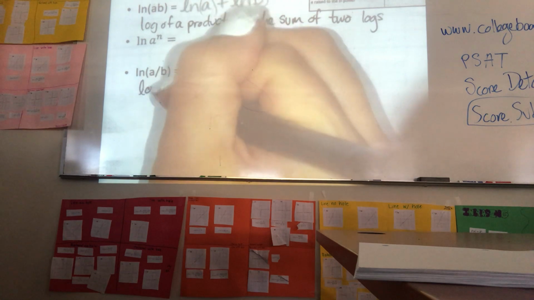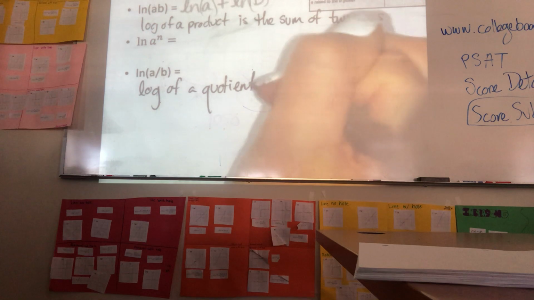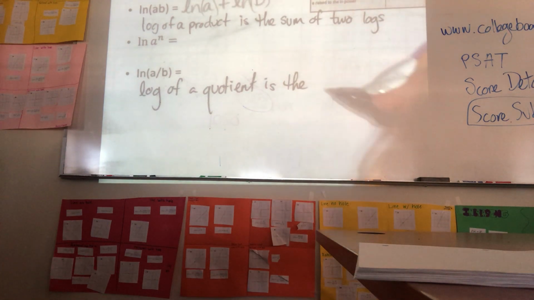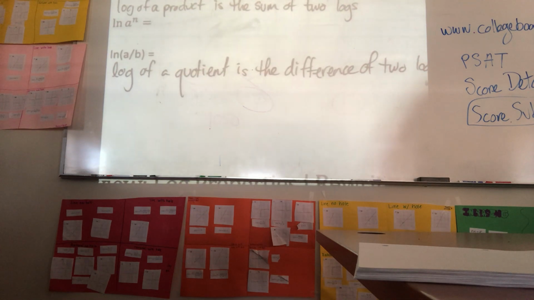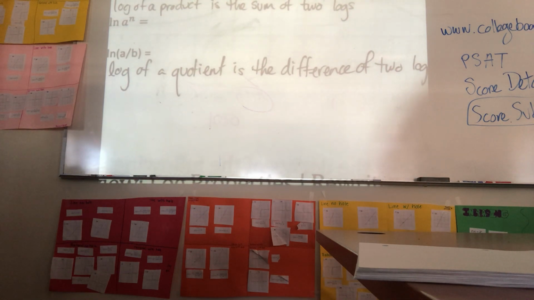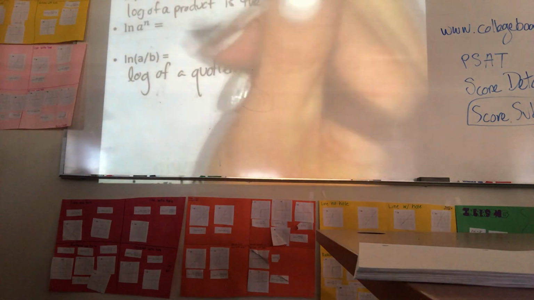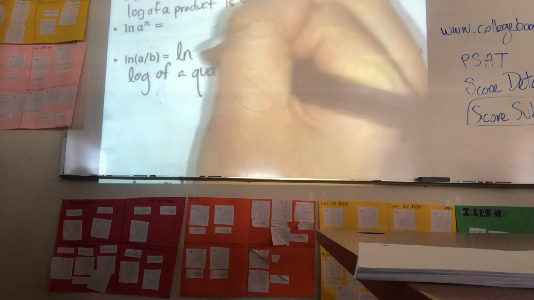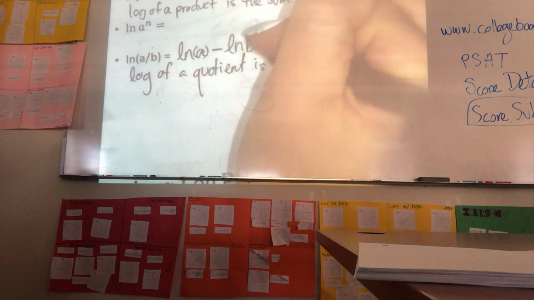Log of a quotient. What do you think log of a quotient is? The difference of two logs. Log of a quotient is the difference of two logs. So ln of a minus ln of b. That's how this one would be. Let's put the a and the b in parentheses for now.